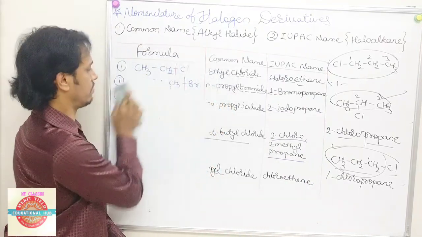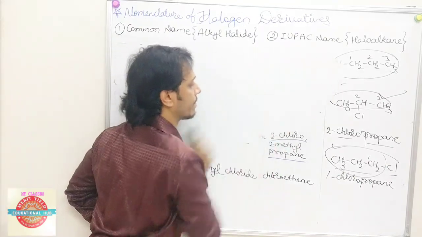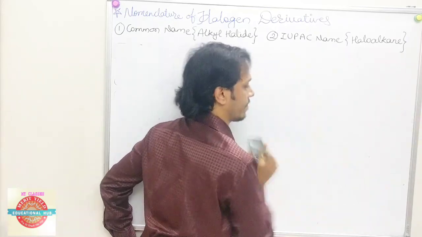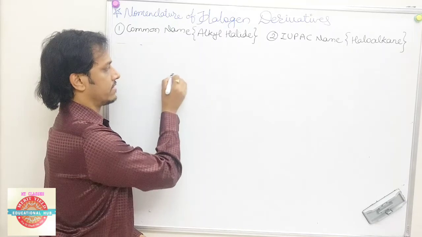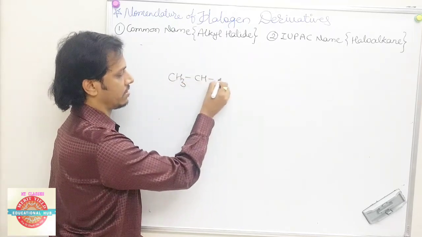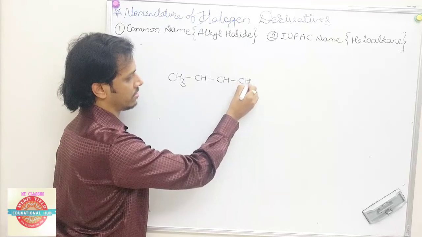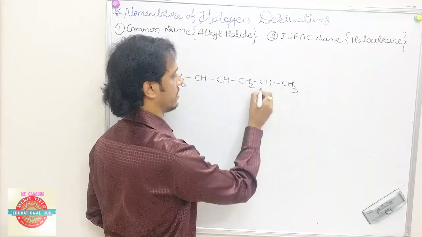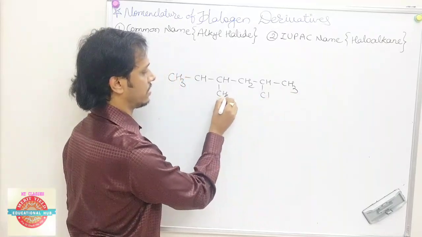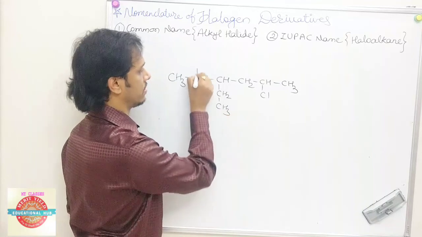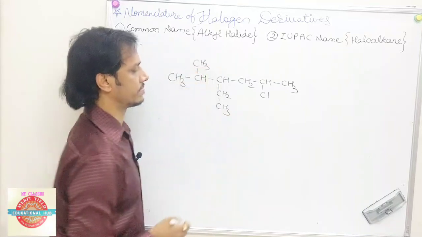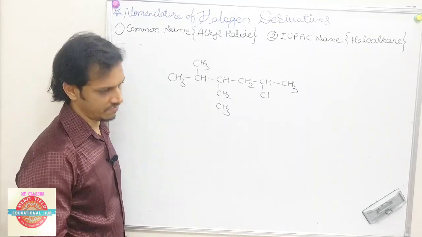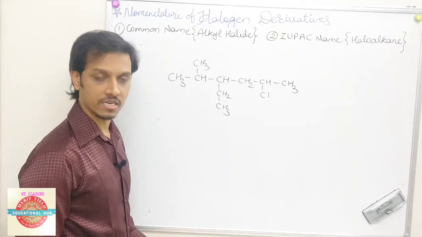So CH3, CH, CH, CH2, CH, CH3. This is Cl, this is CH2, CH3, this is CH3. This example I chose. Now, first rule, select the longest chain of carbon atoms containing halogen.